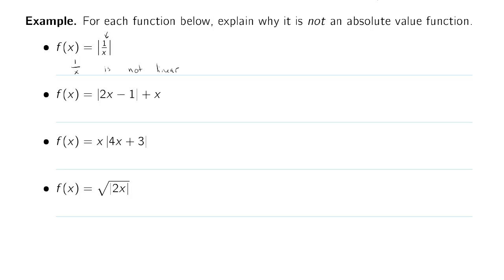This is not an absolute value function because there's no way by composing a linear function with an absolute value function that we can get an x added on. Similarly, this is not an absolute value function because we also can't get an extra x multiplied in. And then this is not an absolute value function because the square root is not linear.